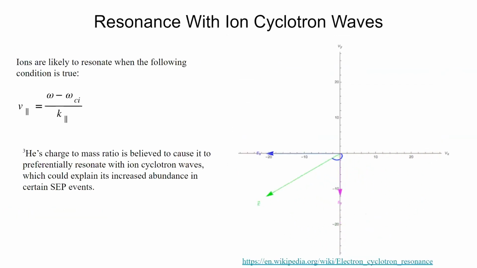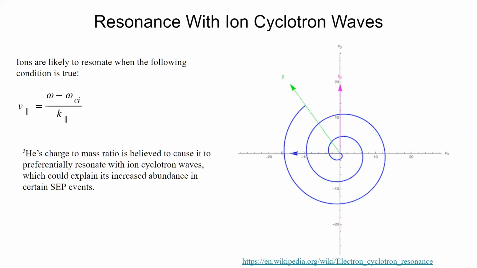One such interaction that we're interested in is known as a resonance interaction. This interaction occurs mainly when the following condition is met, where the parallel velocity of the ions is equal to the frequency of the wave minus the cyclotron frequency of the ions, over the parallel wave number of the wave. When this occurs, the ions are expected to gain energy quickly, and you would see their Larmor radius increase in a spiral motion, as can be seen in this animation.